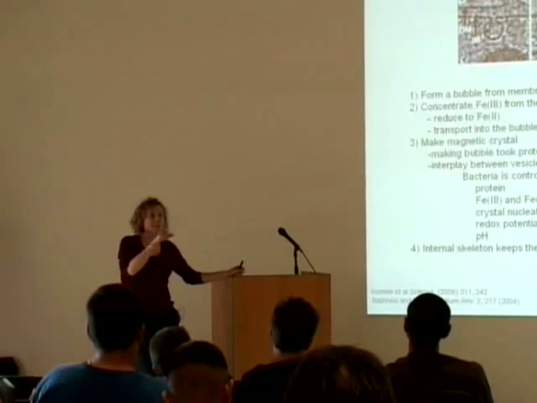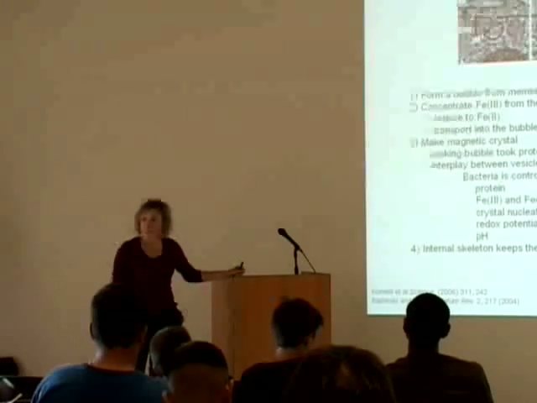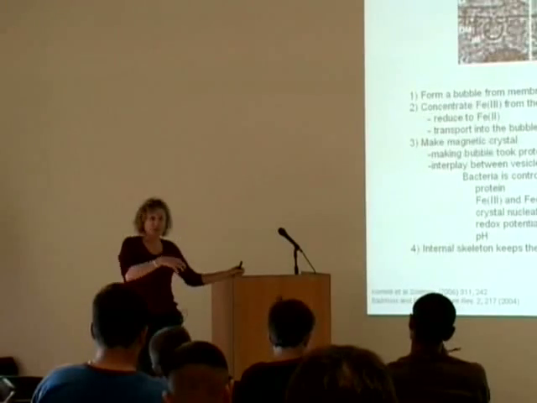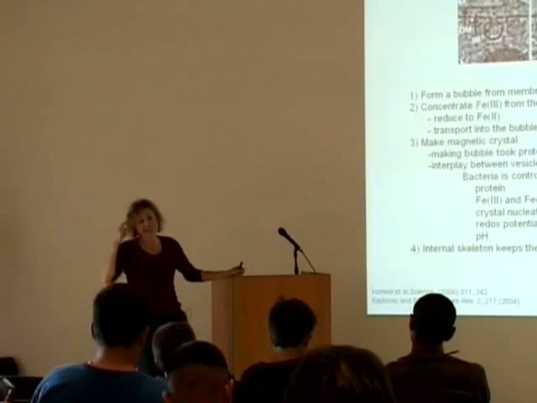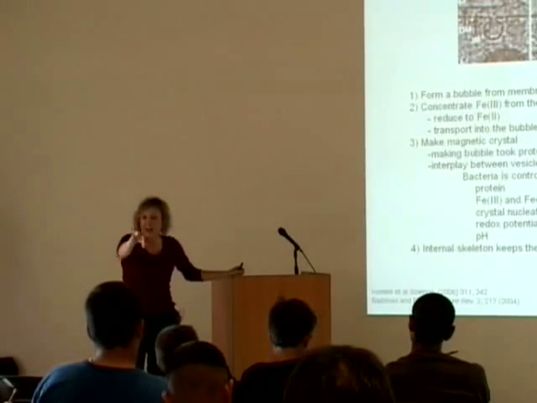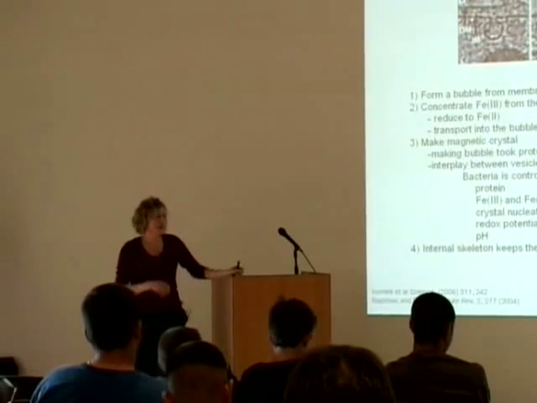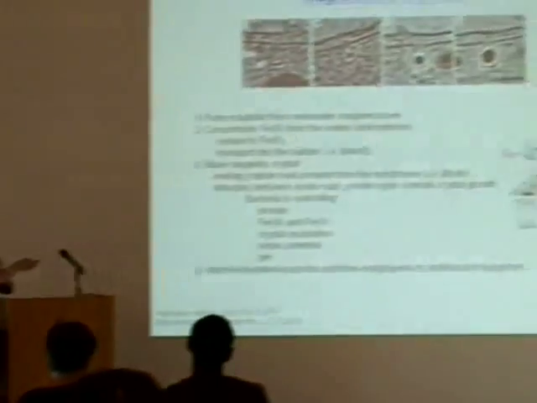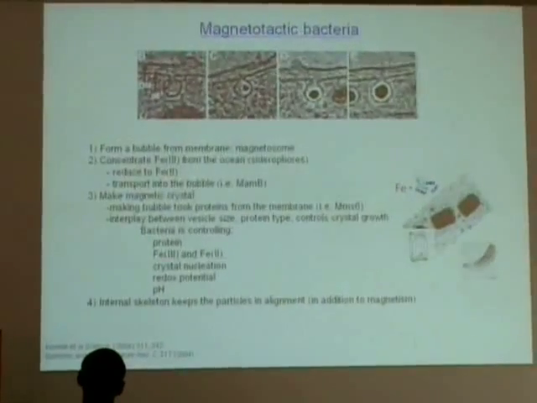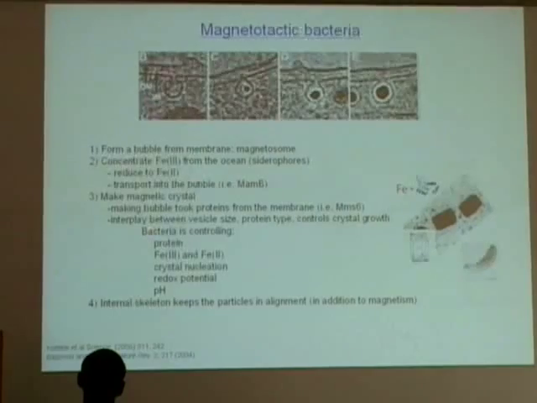And that's the same thing that happens in your body when you have a bacterial infection. Your body tries to actually pull iron away from those bacteria, but the bacteria are smarter, and they have these abilities to grab iron. And so that's how they can survive. So you've got to get iron. First you make a bubble, then you got to get iron, then you have to make a magnetic crystal.